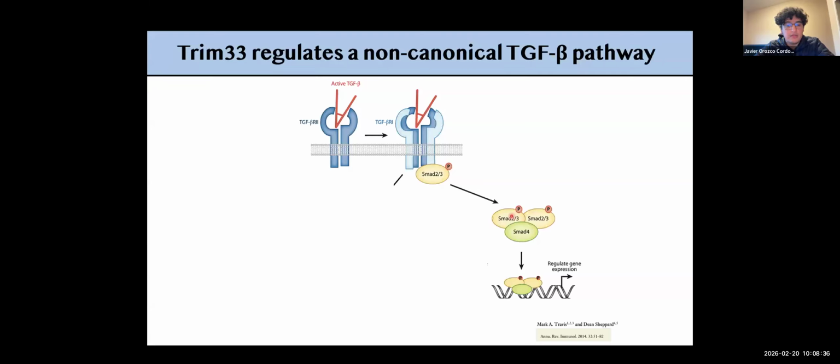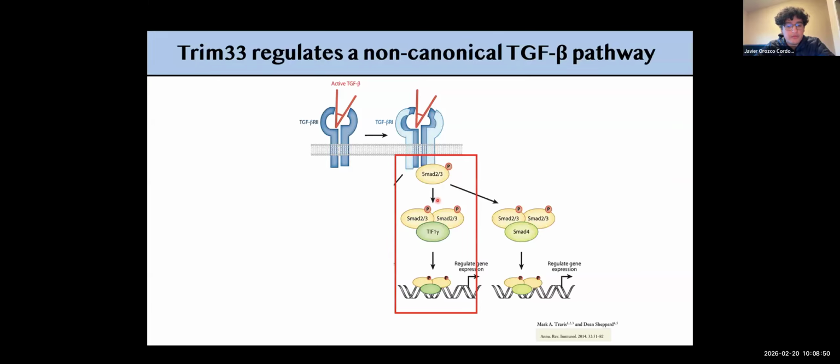We are interested in the one in which SMAD2/3, instead of interacting with SMAD4, can interact with TIF1-gamma, or TRIM33 in this context, and then regulate another set of genes. So this is the pathway that we are interested in and evaluated.